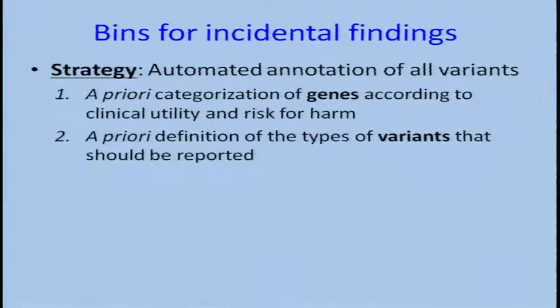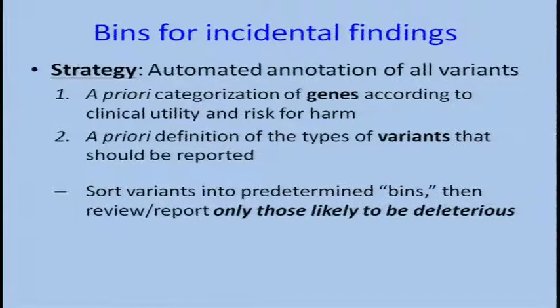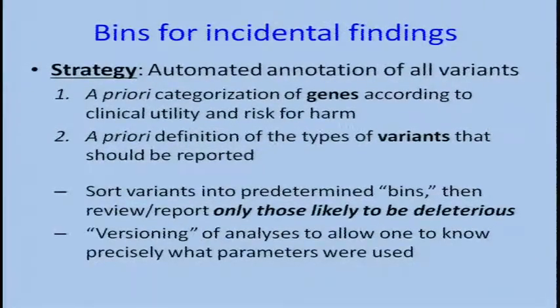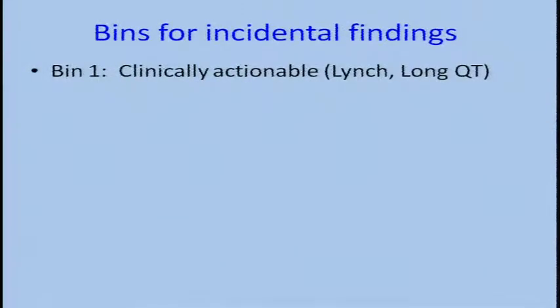And then we also have an a priori definition of what types of variants in those genes should be reported. So again, this gets back to the issue of the variants of uncertain significance versus the variants that we know are deleterious, and we have to be very confident about that call. So we sort the variants that we find into these predetermined bins, and then we would only review or report those that we think are likely deleterious. So in other words, we're really setting a high bar for what actually is going to get back to the patient.